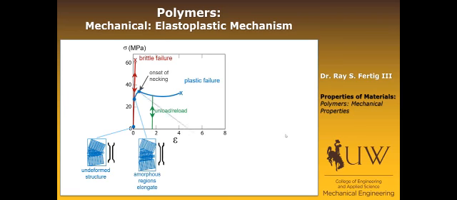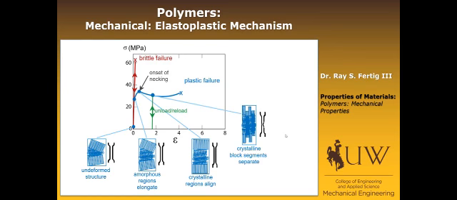The next stage is that the crystalline regions are going to align, and then the blocks of the crystalline regions are going to separate, and then those are going to also grow into like a fibrillar structure. So that's sort of the features on what drives this elastoplastic deformation in polymers.